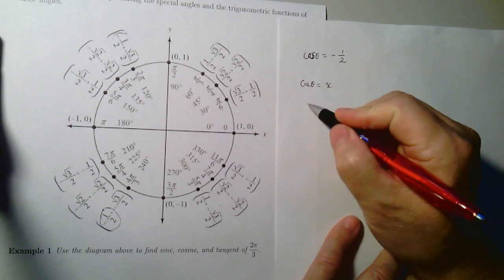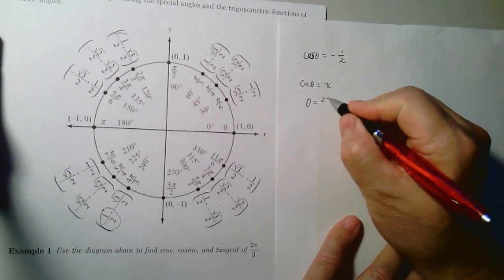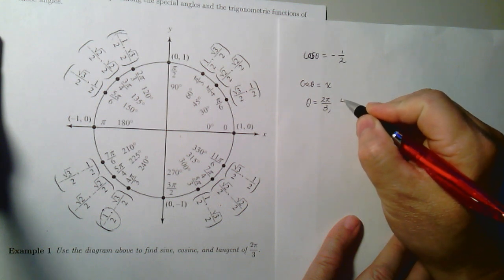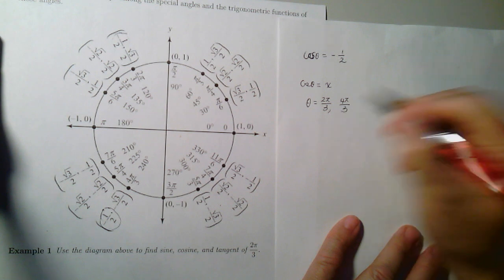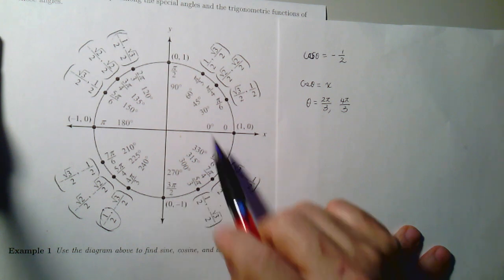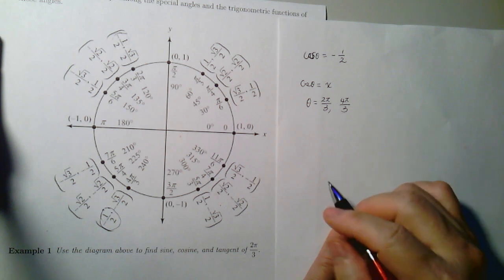So therefore, theta is going to be 2 pi over 3 and 4 pi over 3. Okay, again here, don't try to use your calculator. All you need to do is check this diagram. And similarly, you can find anything like so.